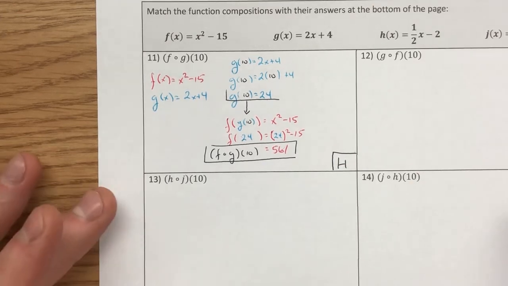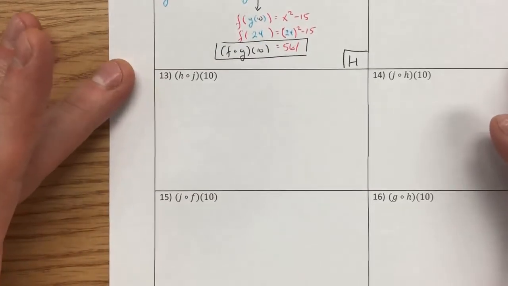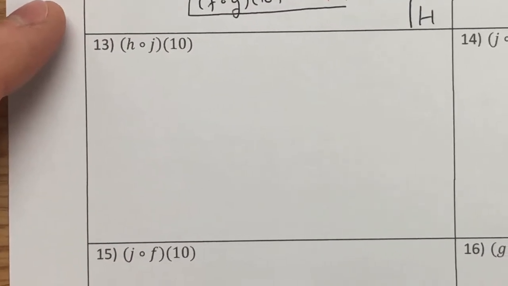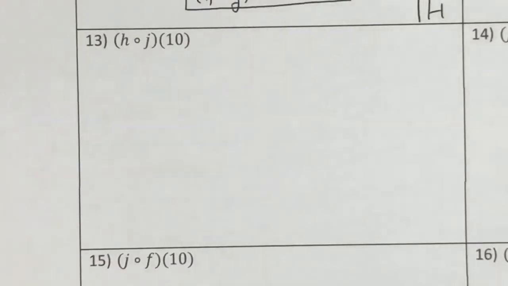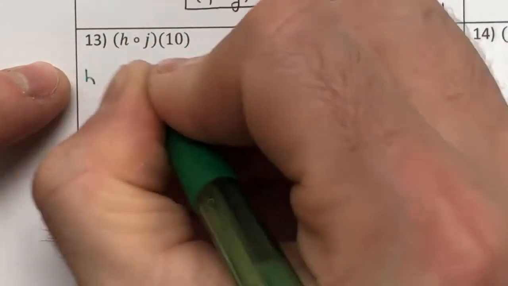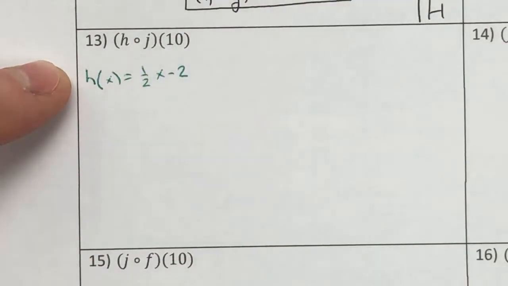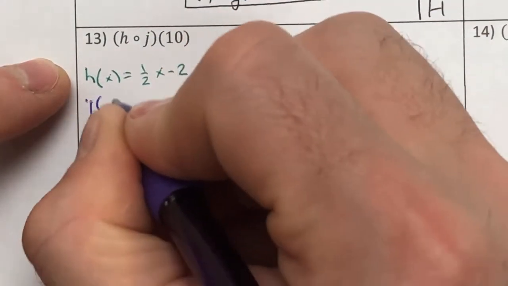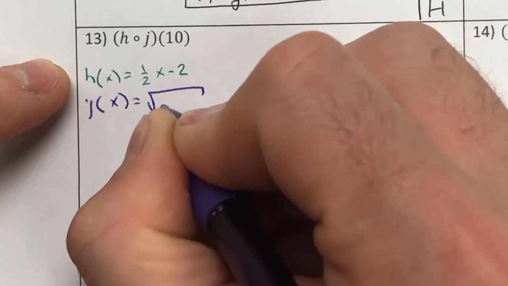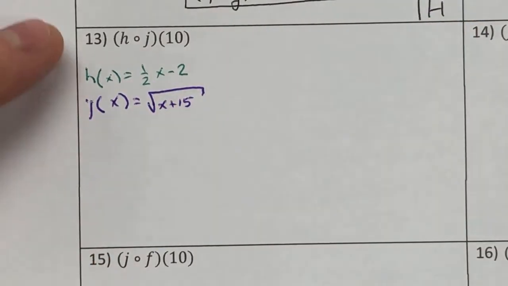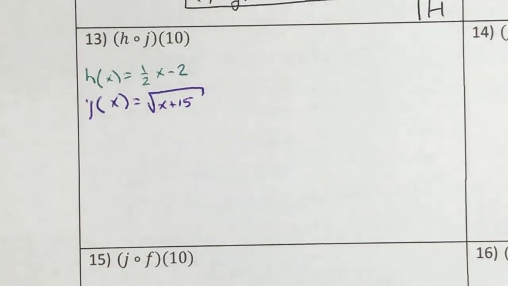Okay. So now that you've seen that, why don't you go ahead and try H of J of 10. Now, the first thing we're going to do is define our functions. We're going to call H, we're going to do that in green. H is 1/2 of x minus 2. And then let's define J in purple, which is the square root of x plus 15. Okay? So pause the video and see how well you did.